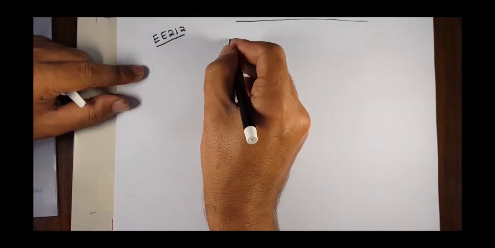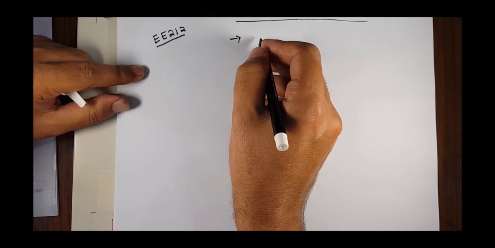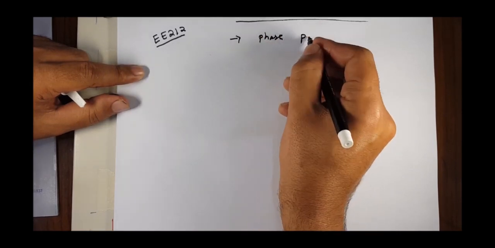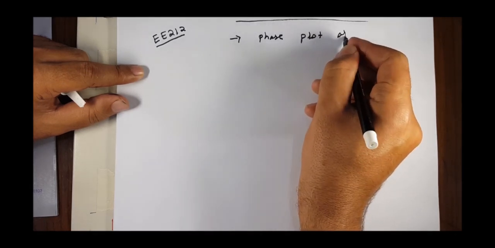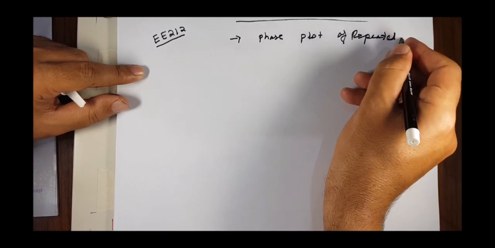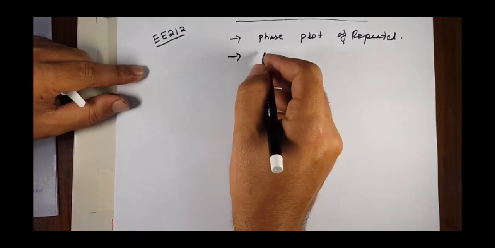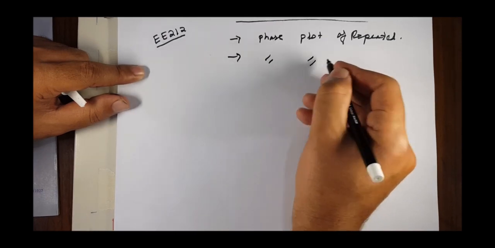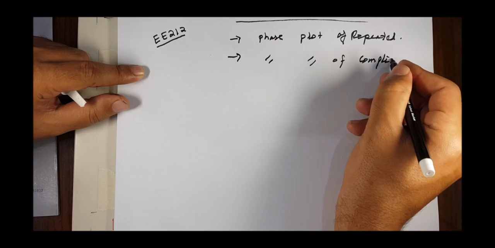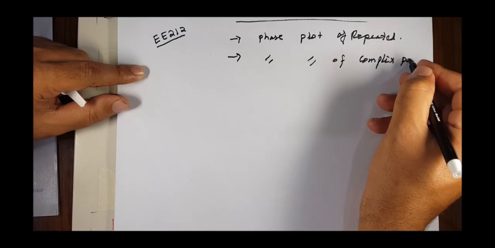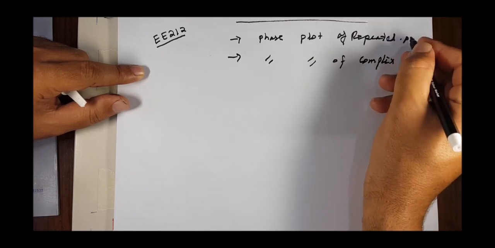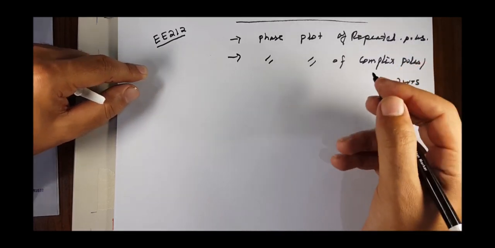In this lecture, we're gonna learn the phase plot of a repeated pole. And second, we're gonna learn the phase plot of complex poles or zeros. Okay, poles or zeros.